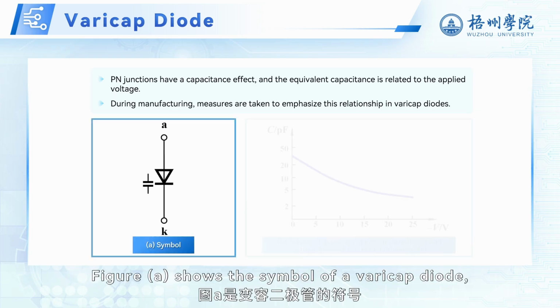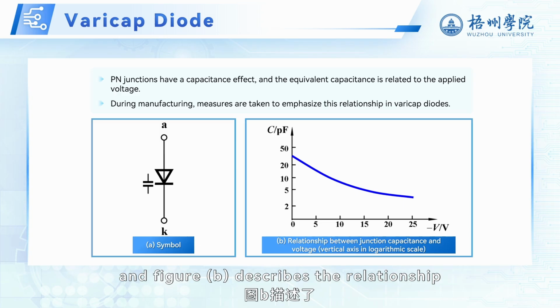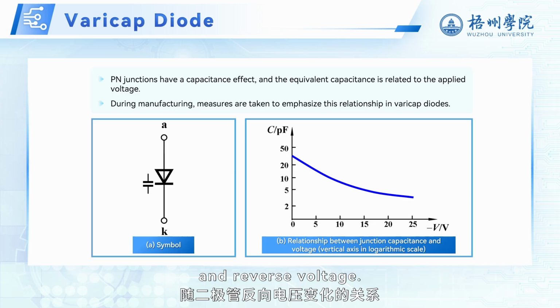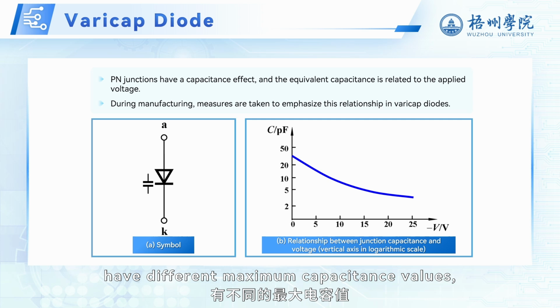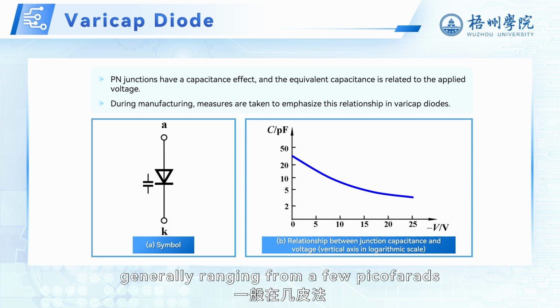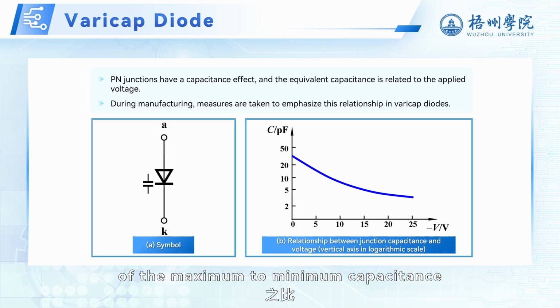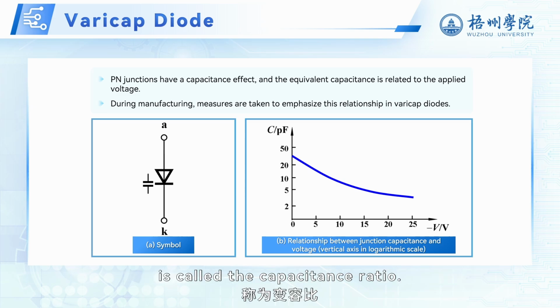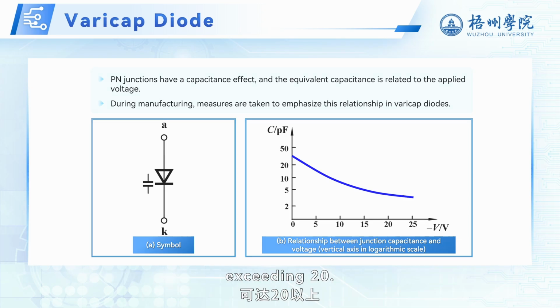Figure A shows the symbol of a varicap diode, and Figure B describes the relationship between equivalent capacitance and reverse voltage. Different models of varicap diodes have different maximum capacitance values, generally ranging from a few picofarads to several hundred picofarads. The ratio of the maximum to minimum capacitance is called the capacitance ratio. Currently, varicap diodes can have a capacitance ratio exceeding 20.